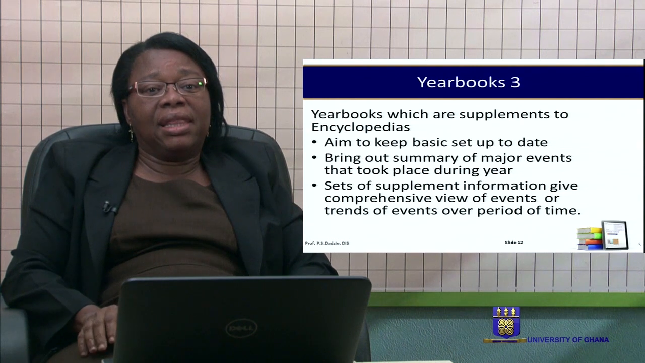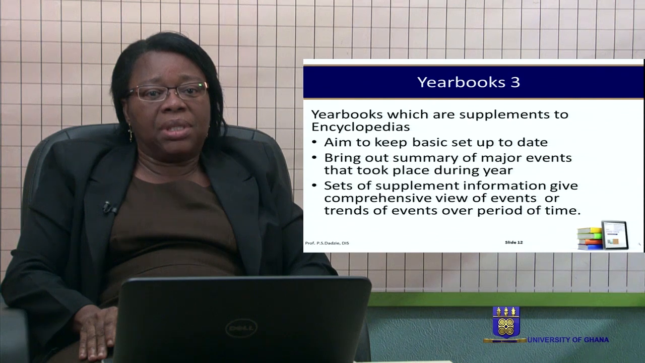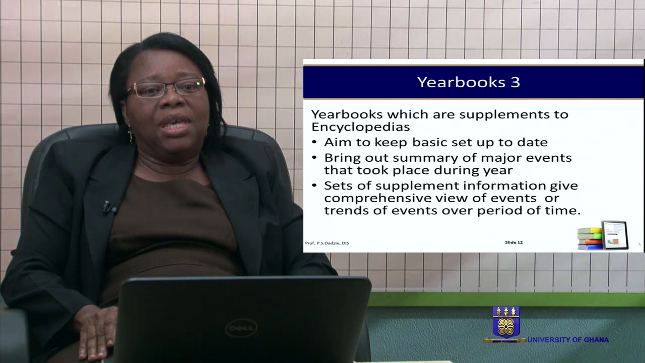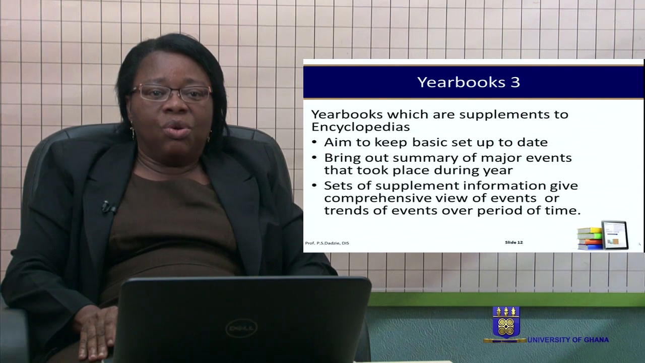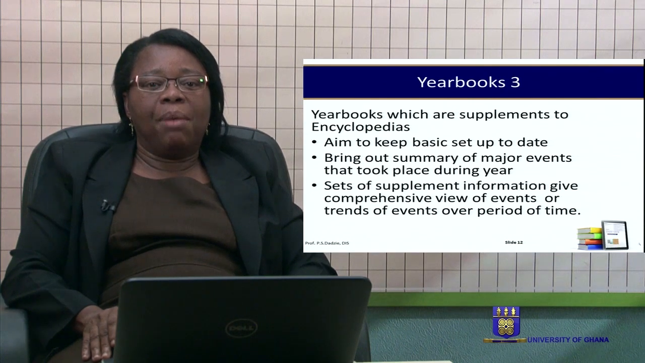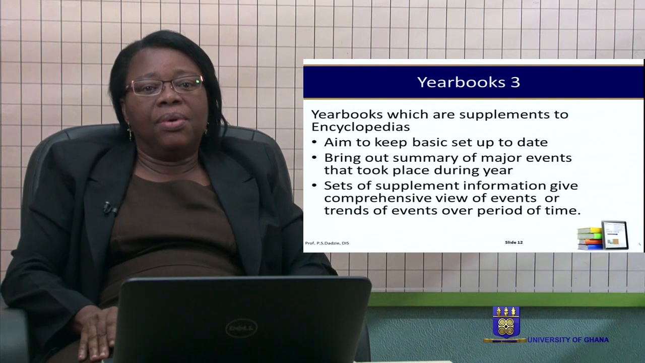I mentioned earlier that encyclopedias also keep yearbooks. But why do they keep yearbooks? They are not just the regular yearbooks that you look at, such as the Statesman's Yearbook or the Commonwealth Yearbook. Encyclopedias also keep yearbooks. Their yearbooks are slightly different. And what is the purpose of the encyclopedia yearbooks? Their purpose is to keep the basic set up to date.